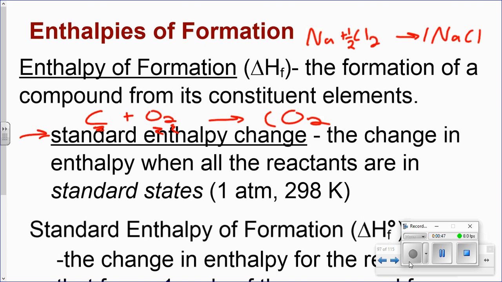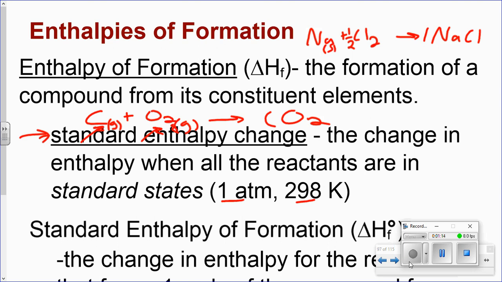If I look at this equation or definition right here, the standard enthalpy change says the change in the enthalpy when all the reactants are in their standard states. So now you'll notice that carbon has to be a gas because at 1 atmosphere at 298 K or 25 degrees Celsius, that's essentially what's going on in Stow, Ohio right now, or something very close to it, at least room temperature. Carbon's a gas. Oxygen's a gas, so I would put a gas here.